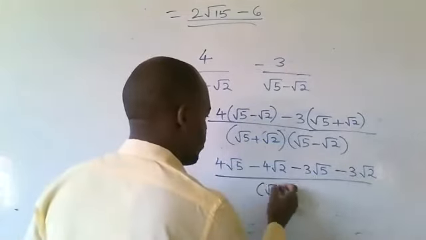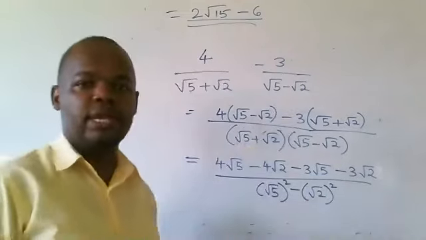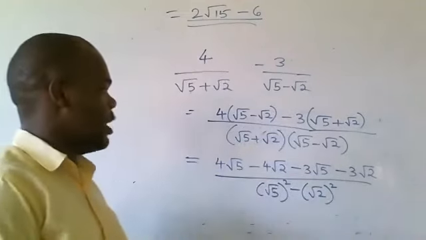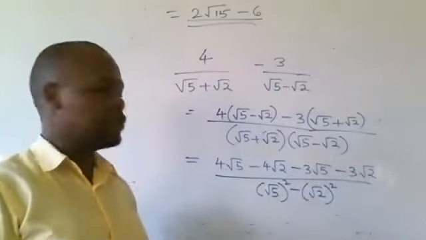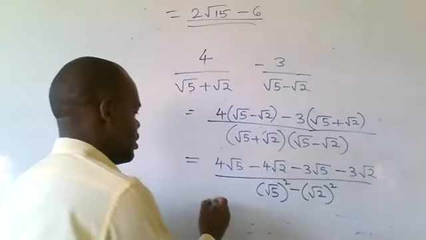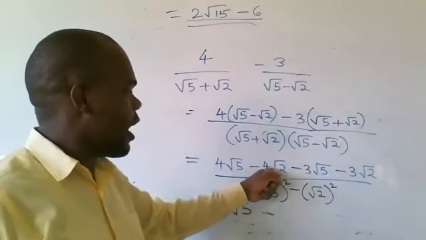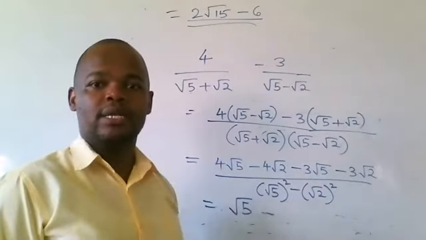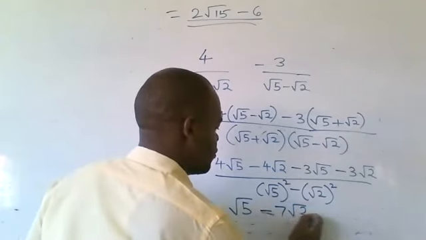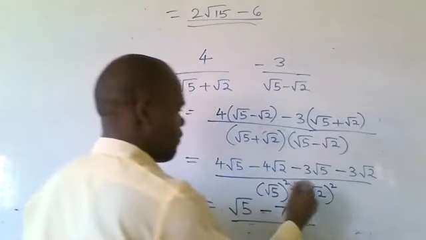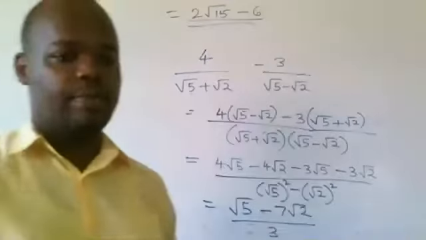So students will make a mistake there. Over square root of 5 squared minus square root of 2 squared, because a plus b into a minus b is a squared minus b squared. So if you look at 4x minus 3x is x. So 4 root 5 minus 3 root 5 is root 5. Minus. And then minus 4x minus 3x is minus 7x. So this is minus 7 square root of 2 and then over what? 5 minus 2 is 3. This one is simplified.